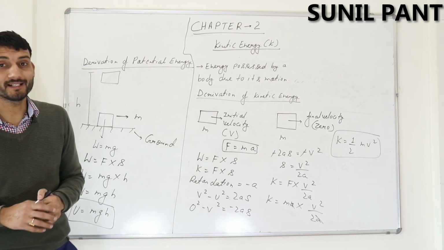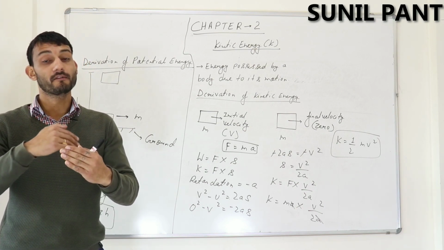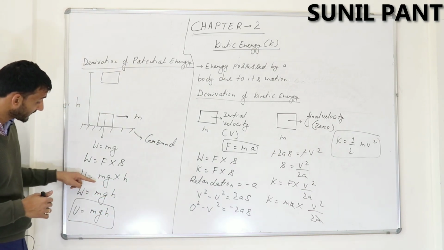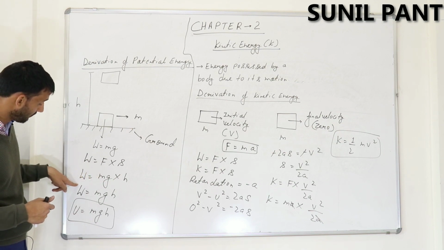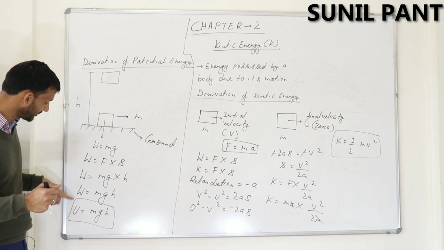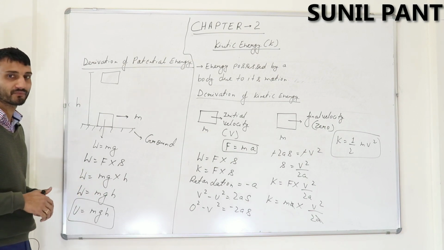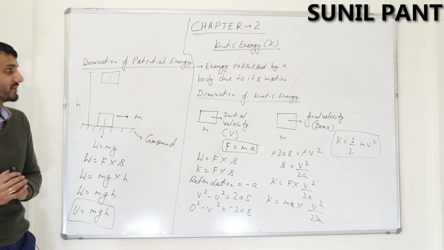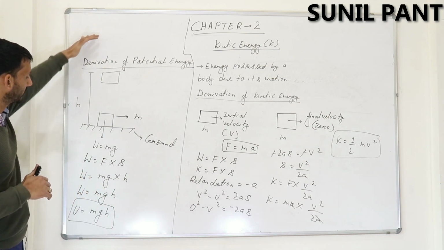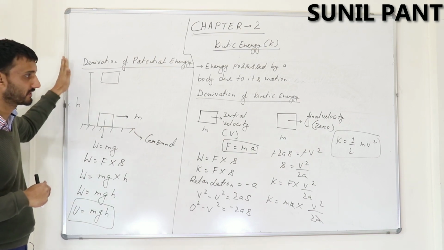When you keep the object at some height, where will this work go? This work will be stored in the form of potential energy in the body itself. The work done by you is mgh, and the same work will become the potential energy of the object. So the potential energy of the object will be mgh, because the work done by you is mgh. This is how you have to derive this expression for potential energy, and this is very important from your examination point of view as well.